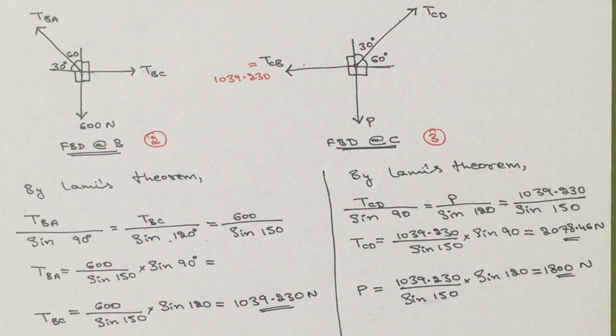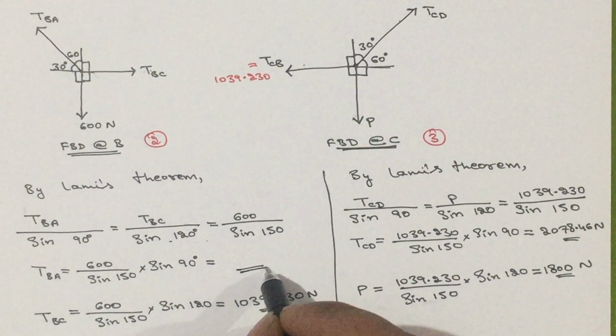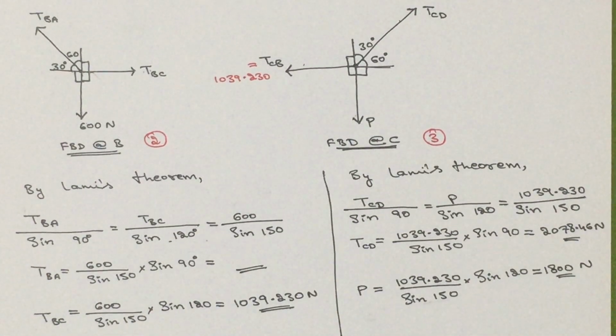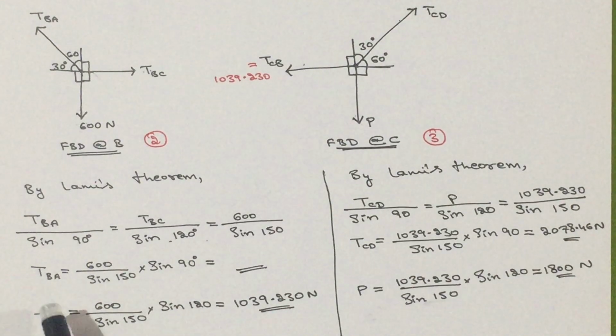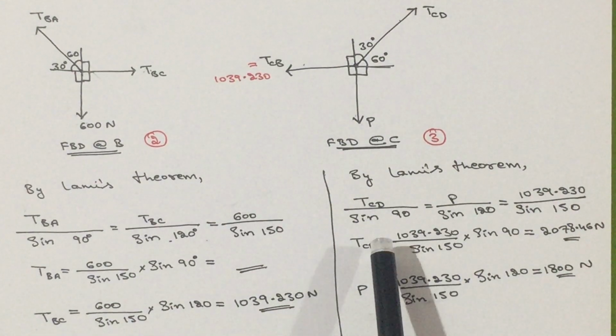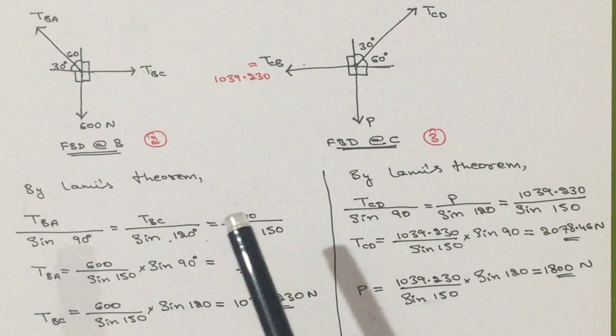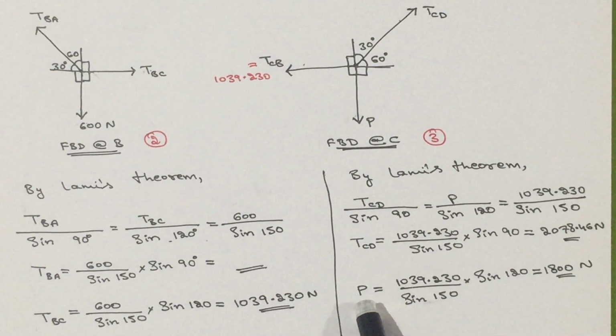Calculate it by yourself. So, we got the values of TBA, TBC and TCD, that is the forces in all the segments. Then we got the value of P also. So, that is all for this problem. Thank you.